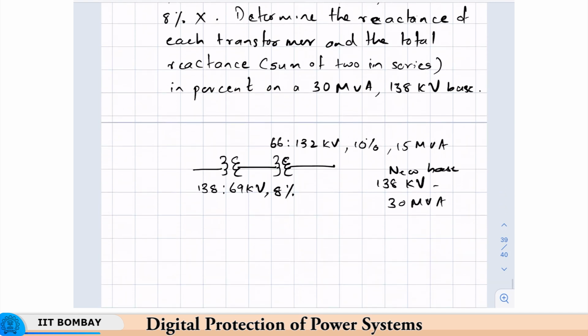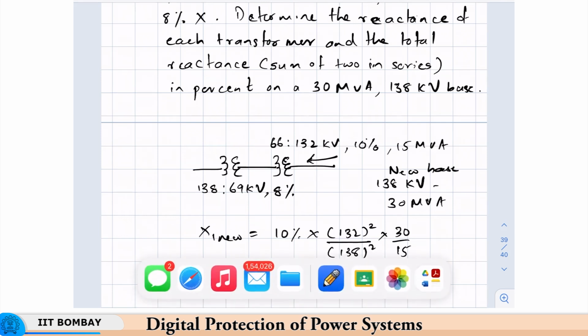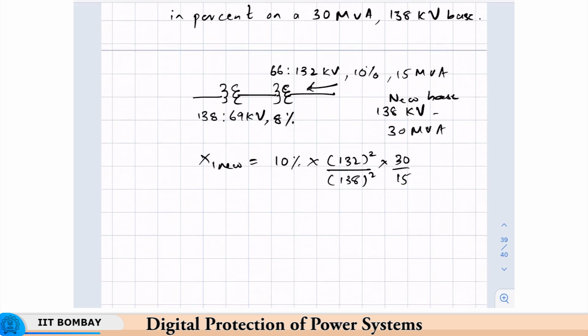Okay. So, for the first transformer, what will it be? X new, or we can say X1 new, is 0.1 or 10%, whatever you choose. Since the answer is required in percent, we will keep it at 10%. So, 10% into kV old, 132, upon 138 square, into the new MVA over old, 30 by 15. So, this is 2 and whatever value you get here. Okay.